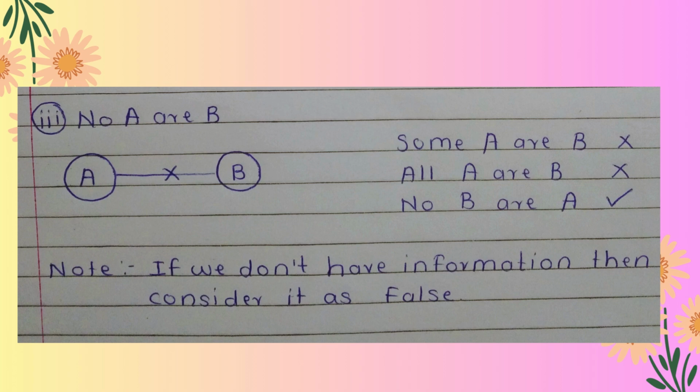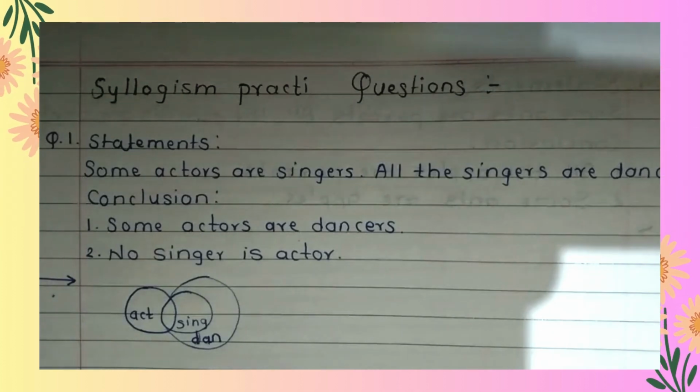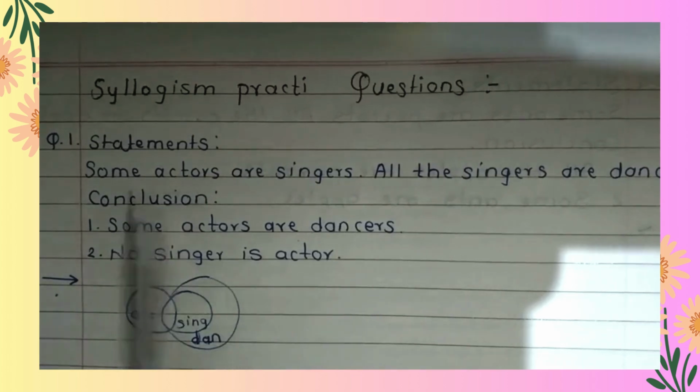It's incorrect. So now let's see some of the questions related to syllogism. Now we will discuss the syllogism practice questions. Let's see them one by one. The first question: the statement is some actors are singers, all the singers are dancers. Let's represent it one by one.